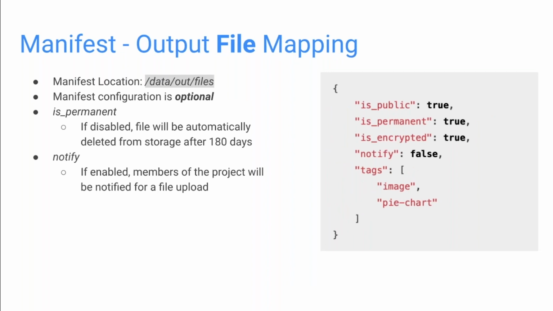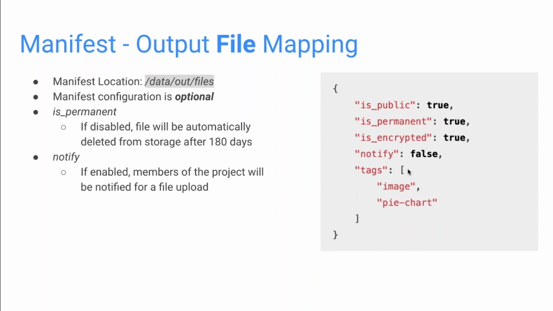Okay, this is the output file mapping. It will be stored in here, data out files. The manifest configuration is completely optional. So the user has the option to specify if it's public over here, if it's permanent, if it's encrypted, notified, or any tags. If permanent is disabled, the file will be automatically deleted from storage after 180 days.